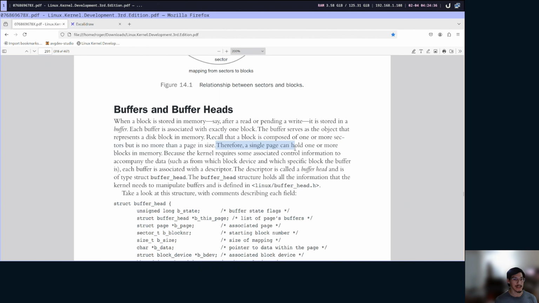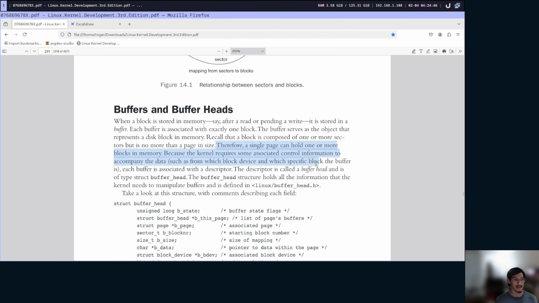Therefore, a single page can hold one or more blocks in memory. Because the kernel requires some associated control information to accompany the data, such as from which block device and which specific block the buffer is, each buffer is associated with a descriptor.